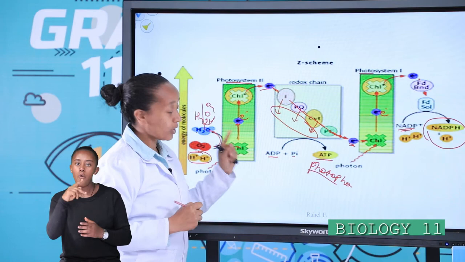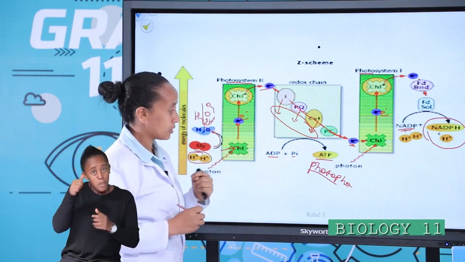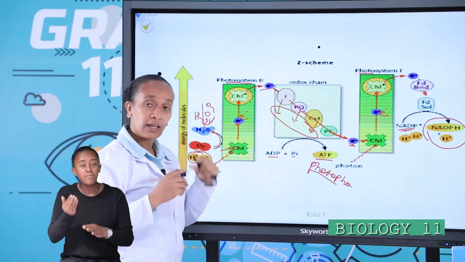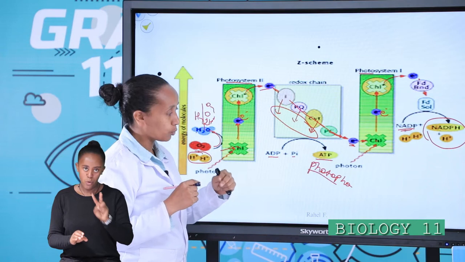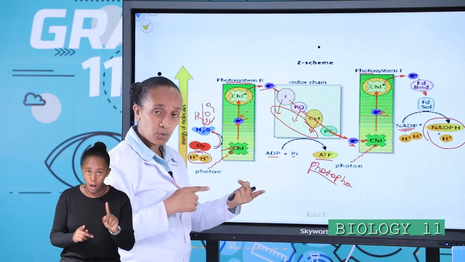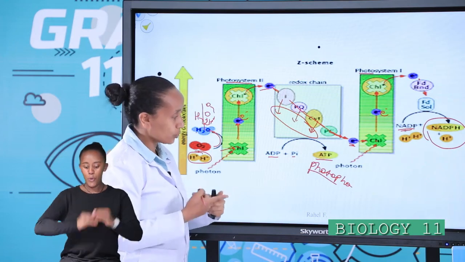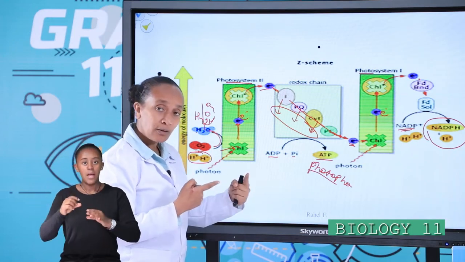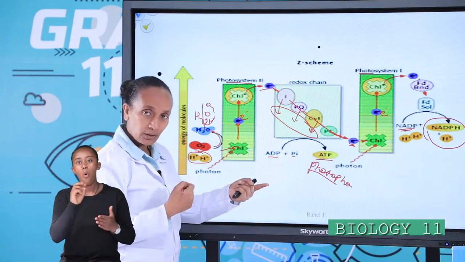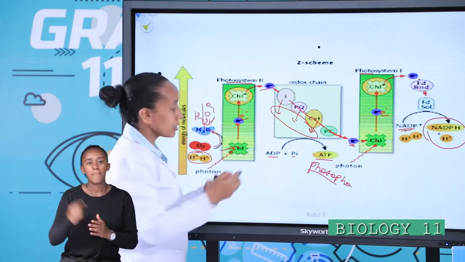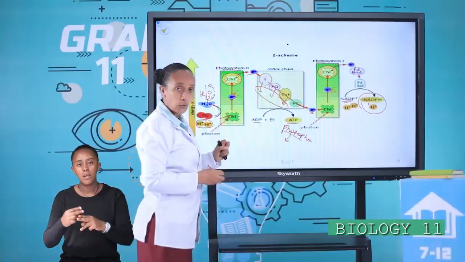If you remember, when we talked about ATP formation in the beginning of this unit, we said that ATP is formed in cell by two processes. One is respiration and the other one is photosynthesis. In respiration, it occurs by substrate level phosphorylation and by oxidative phosphorylation. When we come to photosynthesis, it occurs by the process known as photophosphorylation.